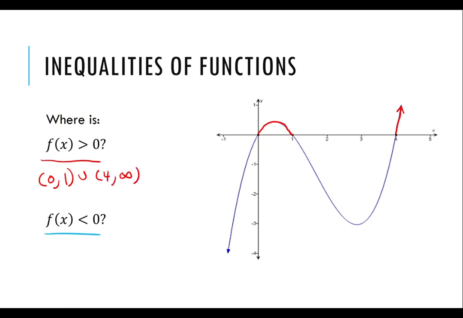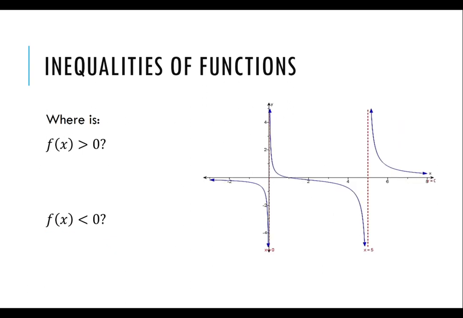Now I want to know, where is the function less than 0? The function being less than 0 really means the y values below the x-axis, or the y values that are less than 0, and so that's going to be all of this, and that's all the stuff that's below the x-axis, or where the function is less than 0. And so once again, we label this in terms of the x values. That's going to be from -infinity up to 0, not including because of the strict inequality, union from 1 up to 4. Once again, we don't include these endpoints because of the strict inequality.